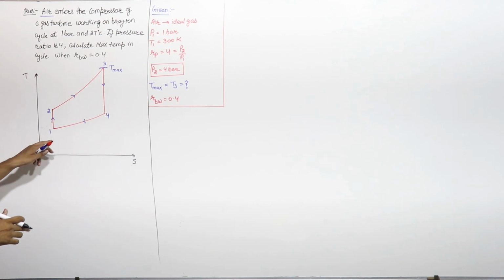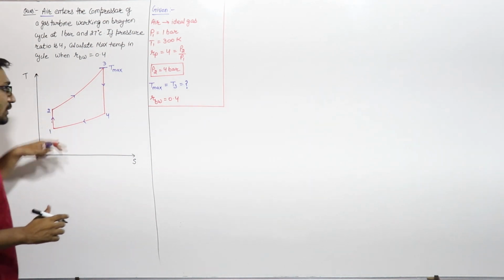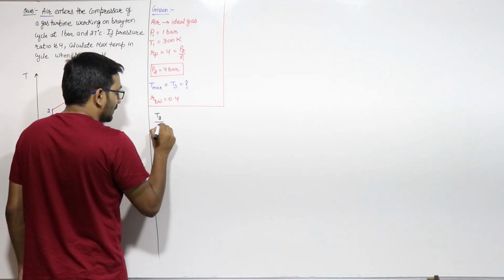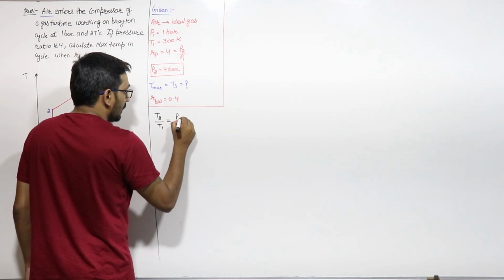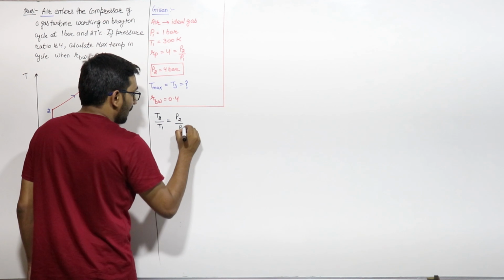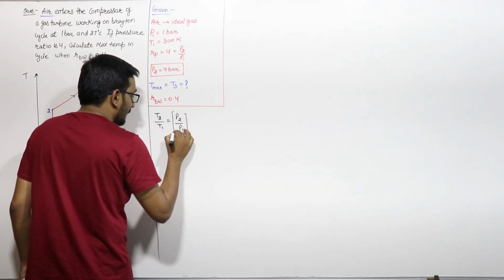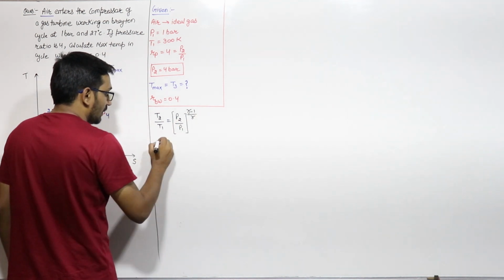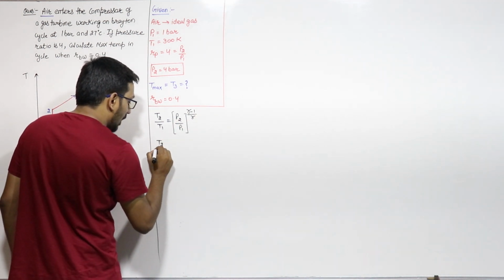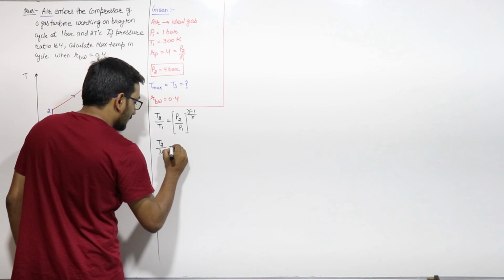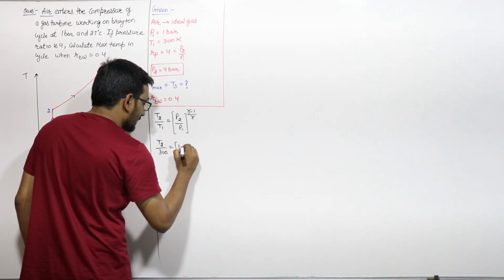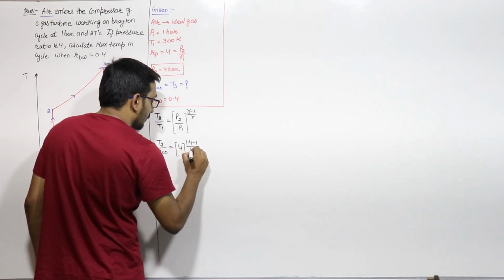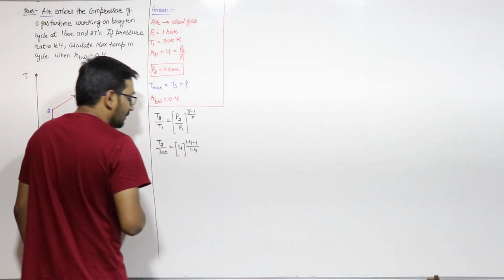So from the process 1 to 2, you can easily calculate T2. You can write the adiabatic equation: T2 by T1 will be equal to P2 by P1 raised to the power gamma minus 1 upon gamma. So T2 by T1 is how much? T2 over 300 is equal to P2 by P1, which is 4, raised to 1.4 minus 1 divided by 1.4, since air is the fluid.